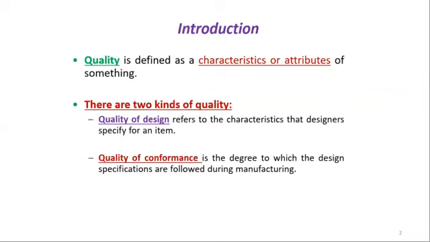Now there are a few terms that we need to know. Now, starting with the term quality. Here quality is defined as a characteristic or attribute of something. Now, what is actually an attribute? An attribute can be said to be a measurable characteristic.